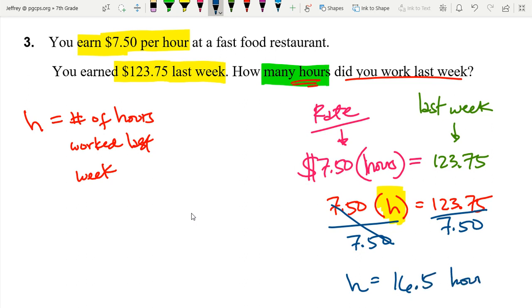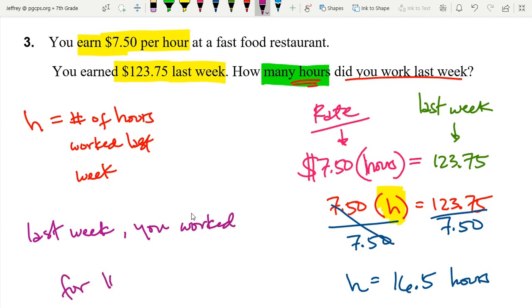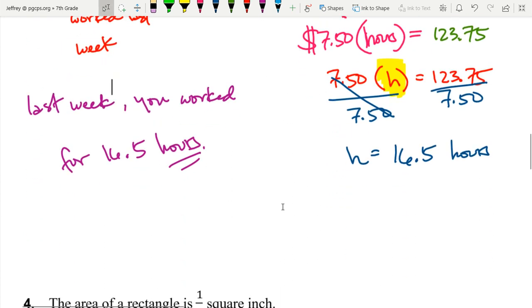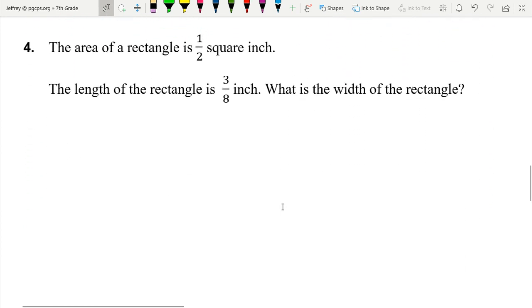16.5 hours. So that means that last week you worked for 16.5 hours, which earns you $123.75. Hopefully that makes sense. Let's move on to number 4.